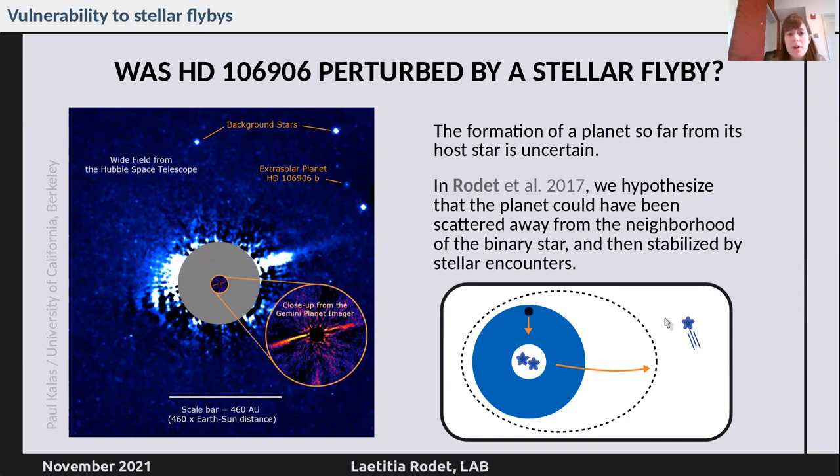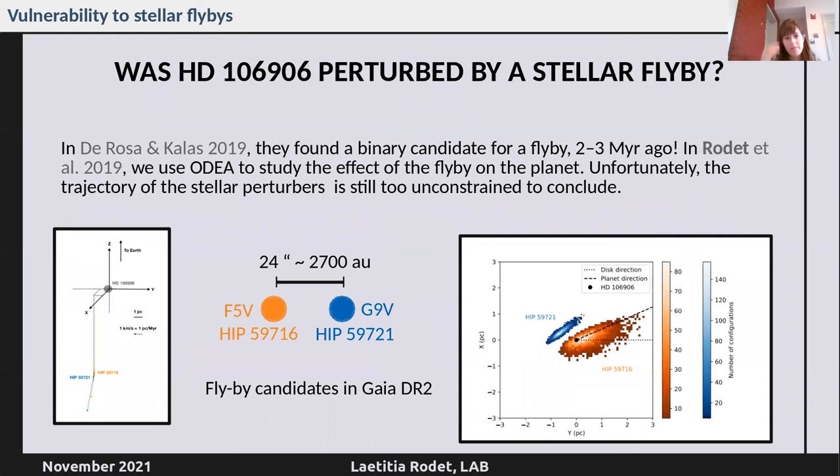So this article was more of a proof of concept because it was a bit far-fetched to have all those components working together. But it turns out that 2 years later, a Californian team found a binary candidate that was likely to have had a flyby with HD106906 in the near past. They looked into Gaia data, looked at the position and velocity of nearby stars and went back in time. And they saw that this binary star was likely to have had a close encounter with HD106906.